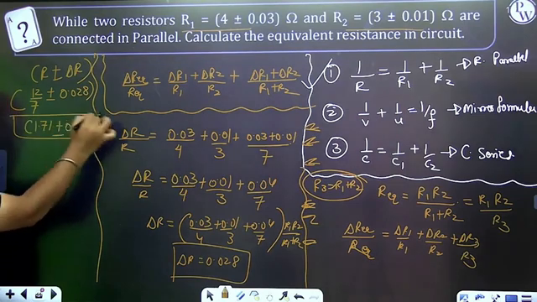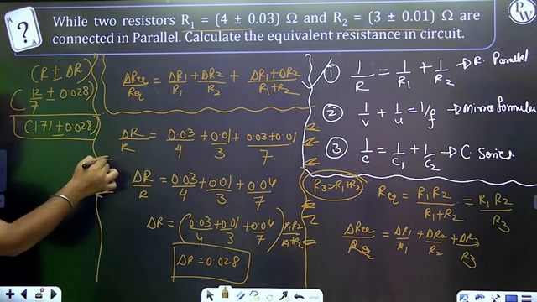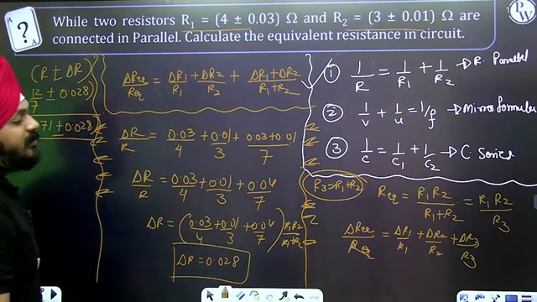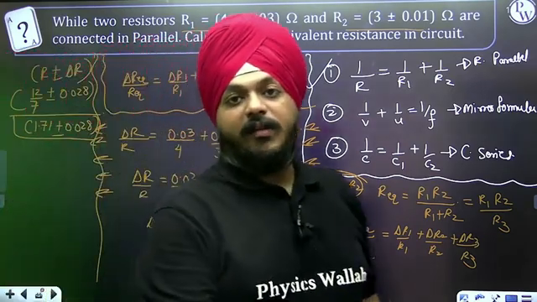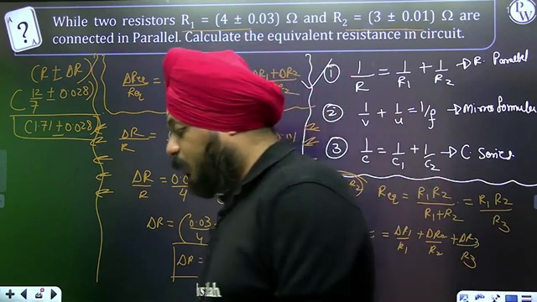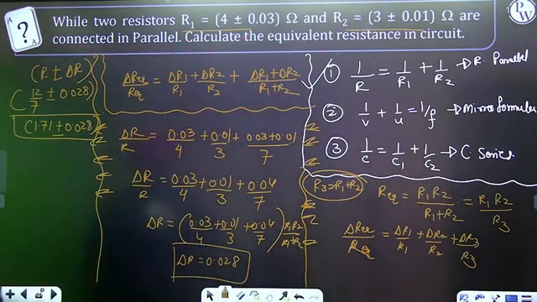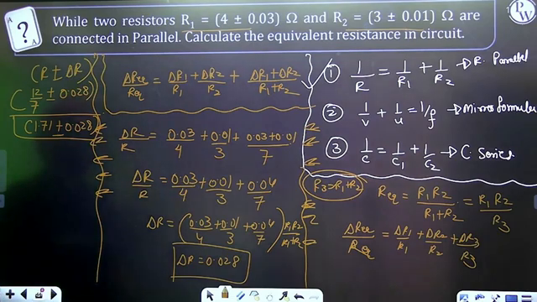This will be the equivalent resistance of the two resistors connected in parallel. Right or wrong? The equivalent resistance of the two resistors which are connected in parallel. Right? Let's move on to the next question.